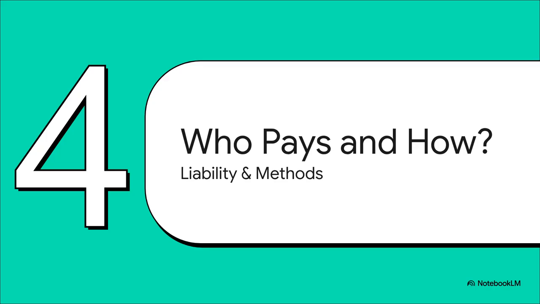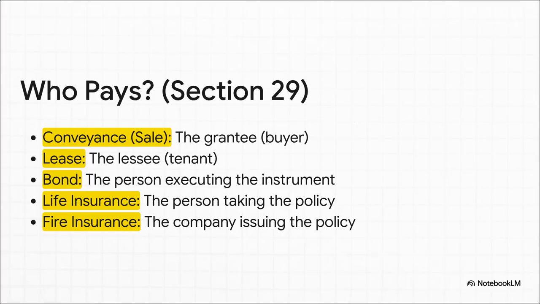this stamp, and what do these stamps even look like in the real world? Let's get practical. Luckily, Section 29 of the Act is super clear about who's on the hook for paying, unless you agree to something different in your contract. For a sale deed, it's the buyer. For a lease, it's the tenant. For a life insurance policy, it's the person getting insured.